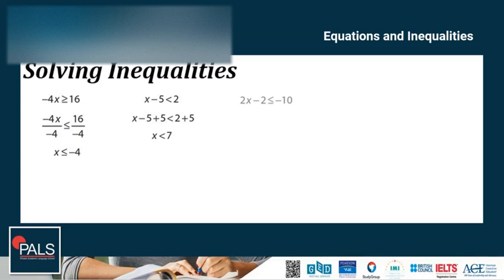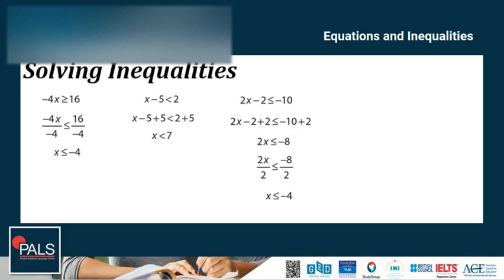Another example, 2x minus 2 is less than or equal to negative 10. Undoing the negative 2 by adding 2 on both sides, we have 2x is less than or equal to negative 8. Dividing both sides by 2, we have x is less than or equal to negative 4.